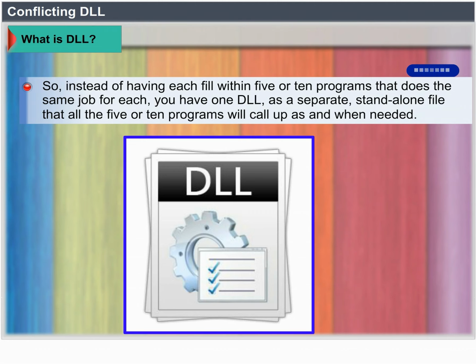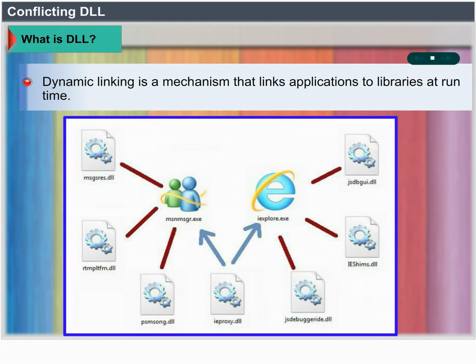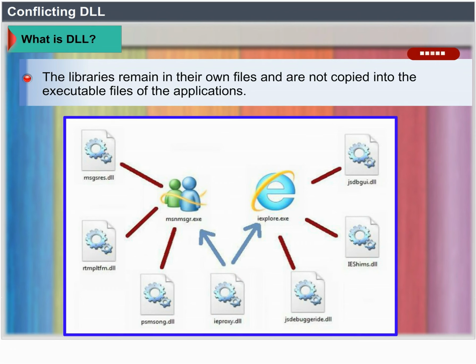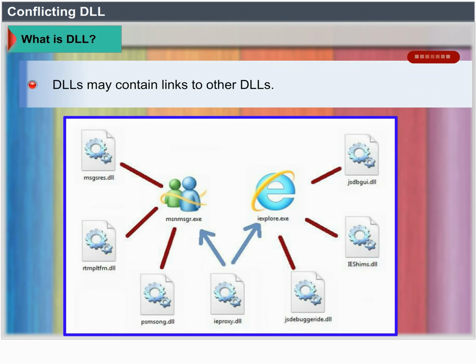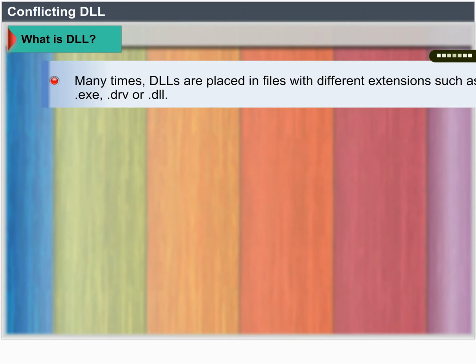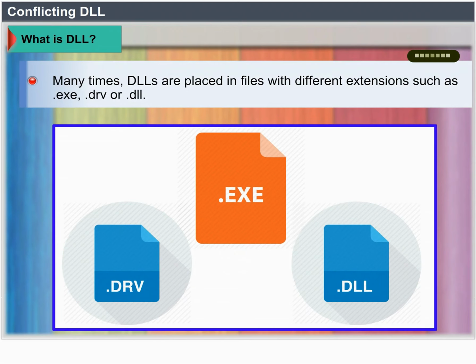Dynamic linking is a mechanism that links applications to libraries at runtime. The libraries remain in their own files and are not copied into the executable files of the applications. DLLs link to an application when the application is run, rather than when it is created. DLLs may contain links to other DLLs. Many times DLLs are placed in files with different extensions such as .exe, .drv, or .dll.